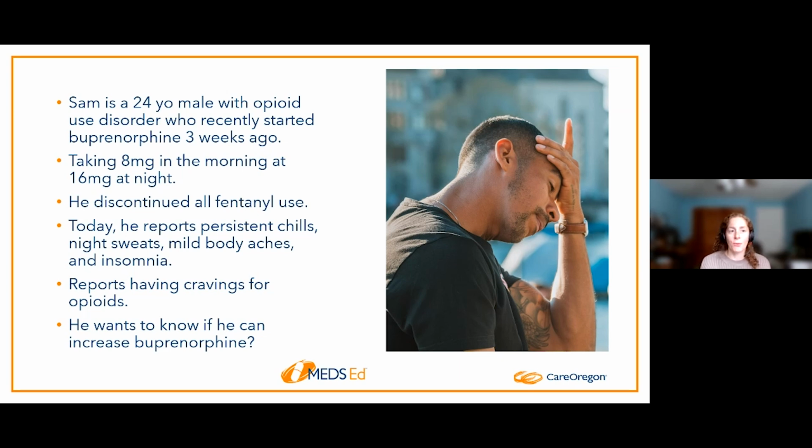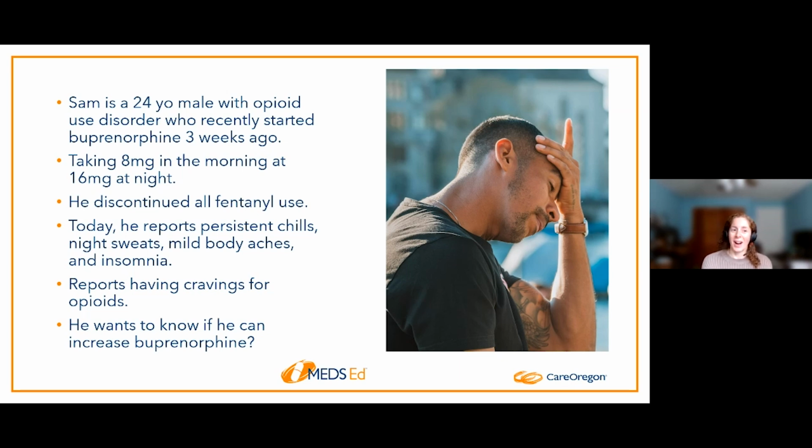So Sam is a 24-year-old. He has opioid use disorder, and he recently started buprenorphine 3 weeks ago. He's been taking 8 milligrams in the morning and 16 milligrams at night. And he's discontinued all fentanyl use, completely stopped.